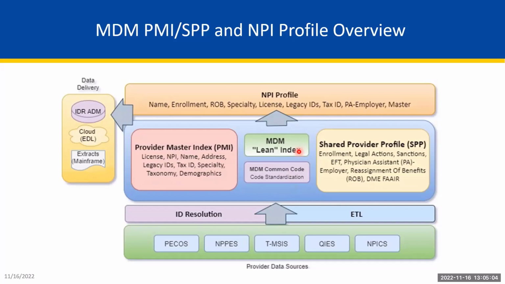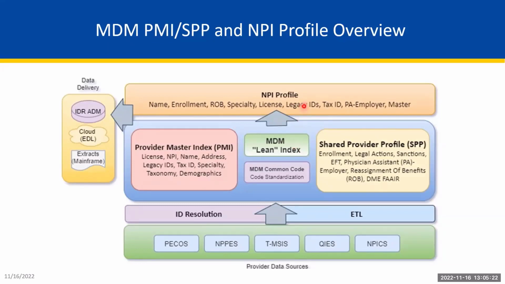We have this ability to integrate it and create this apples to apples kind of hierarchy, which we call our MDM lean index. That allows you to work with the tables and link the tables so that the data is at the same level and makes sense when you're building your queries.